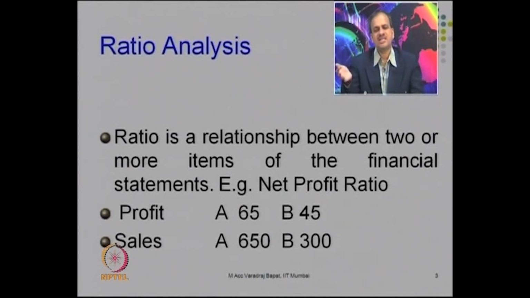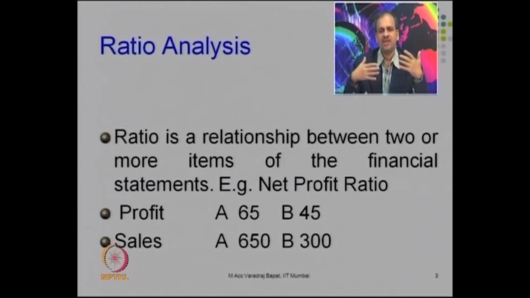So, in other words, B is more profitable than A. If you look at more profit in absolute terms, yes, definitely A is better. But if you look at the profitability, then B is better. I hope it is clear. So, this was an example of a ratio.